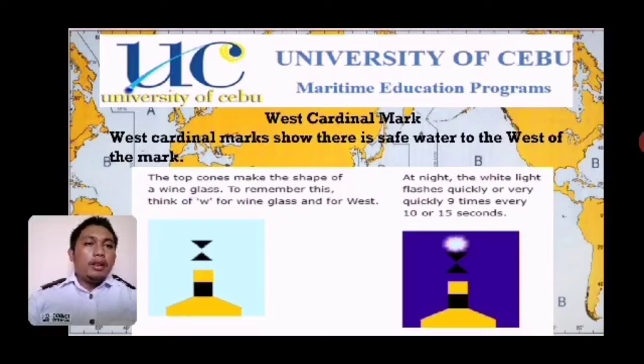So at night, you can only see the white light flashes quickly or very quickly 9 times every 10 or 15 seconds. So that is west cardinal mark.